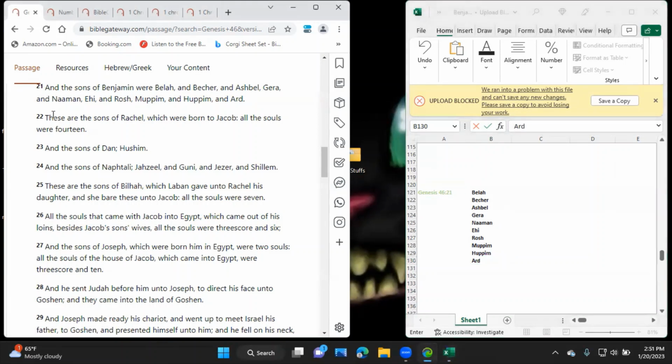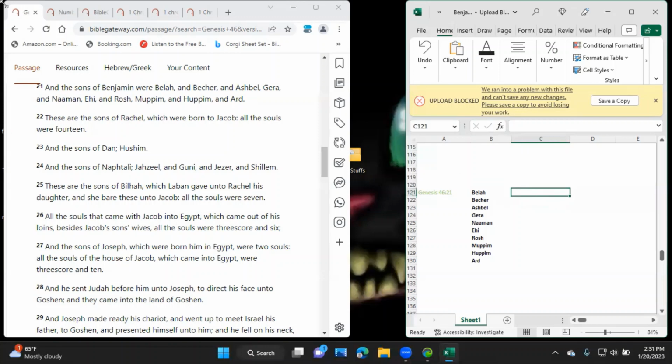These are the sons of Rachel. Rachel had 2 sons, and these sons had children, which were born to Jacob. All the souls were 14. Keep that number in mind. At the beginning of the story, we're starting with 14 people. And spoiler alert, that is going to grow exponentially.